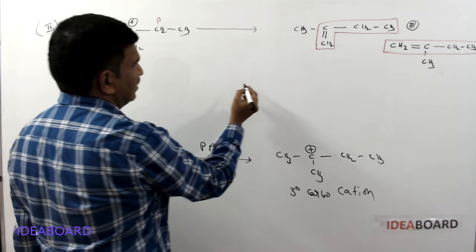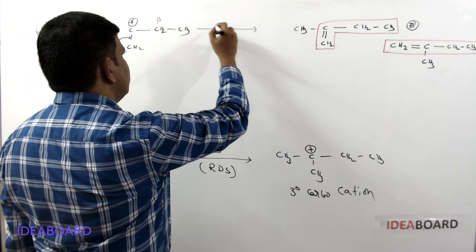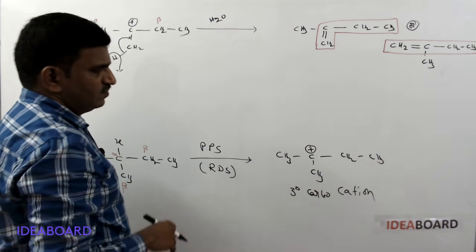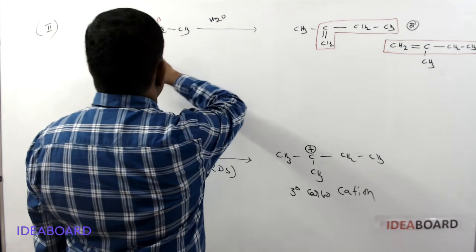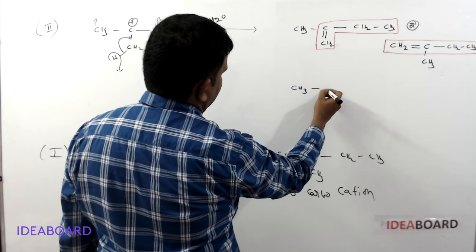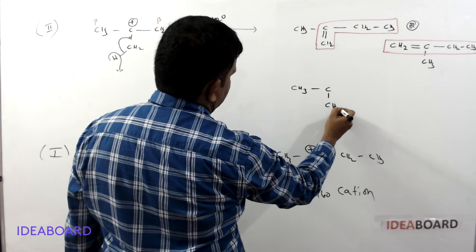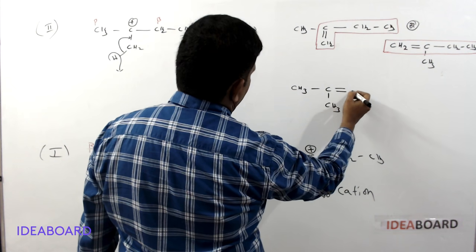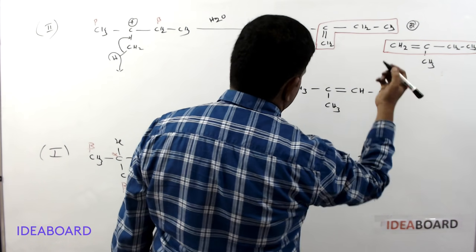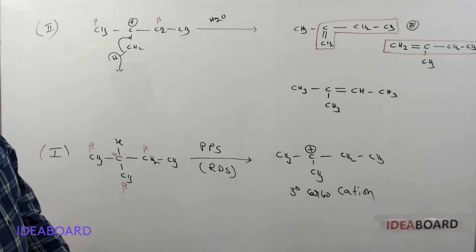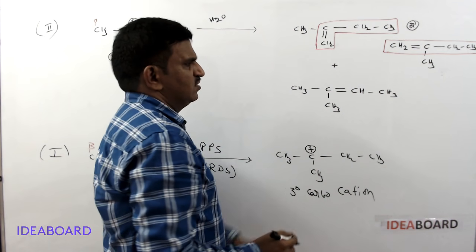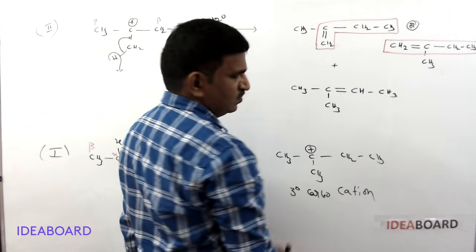If you remove this beta hydrogen in the presence of a polar solvent, H2O, which we are taking, it is a weak nucleophile or a weak base also. And then the product formed is CH3 C CH3, and here this is a double bond, and here it is CH and CH3. This product is different from these two.